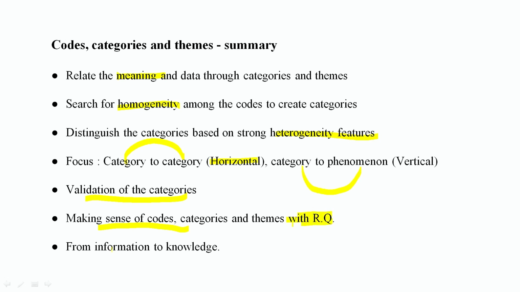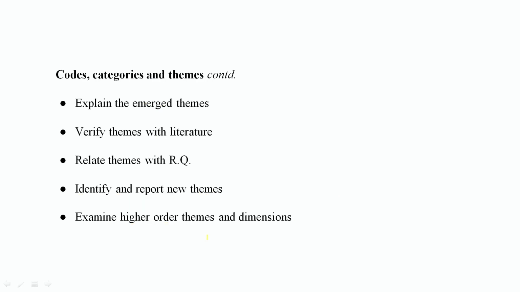So this journey of qualitative data analysis is a process from search of information to knowledge making. The emerged themes you have to cross-check with the literature, and the literature will validate the findings. When you relate the findings to the research question and try to identify the higher order themes and dimensions, your work becomes very exhaustive and the research analysis process becomes more robust.